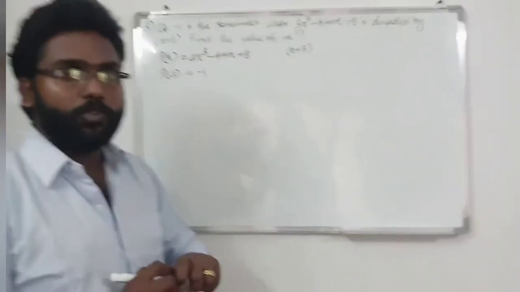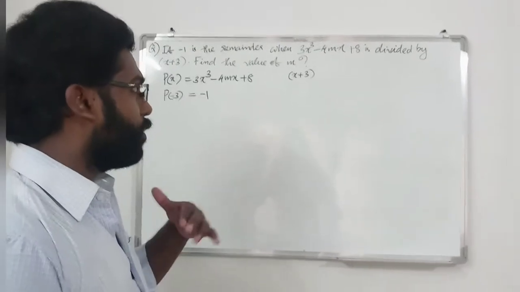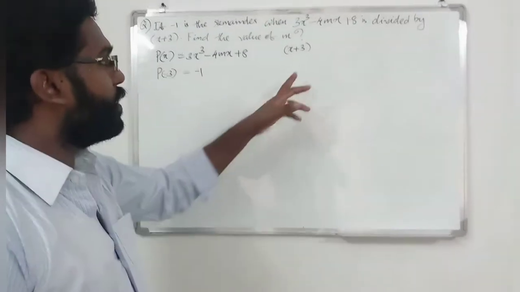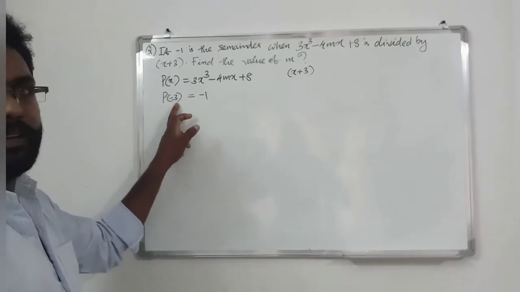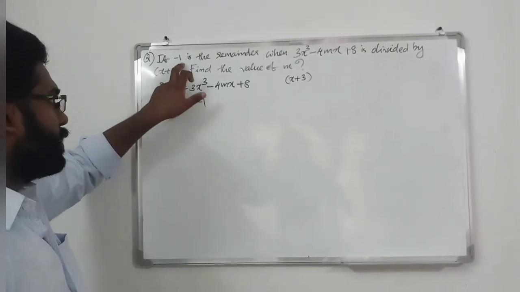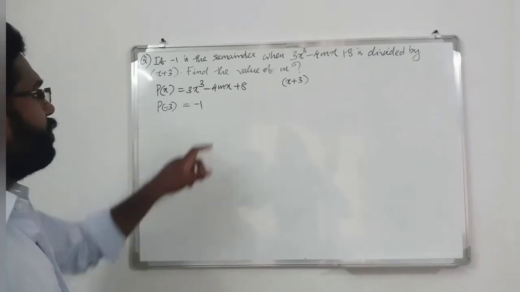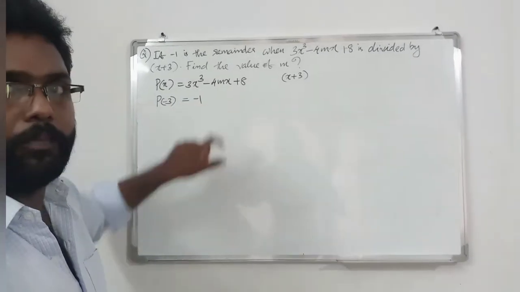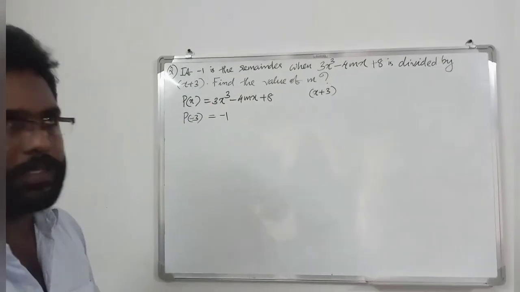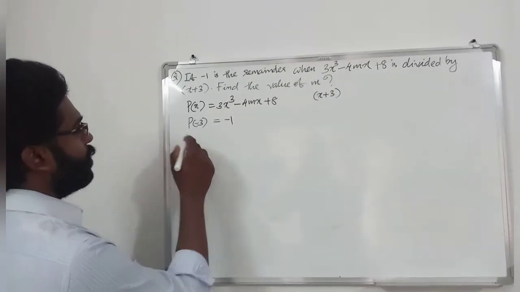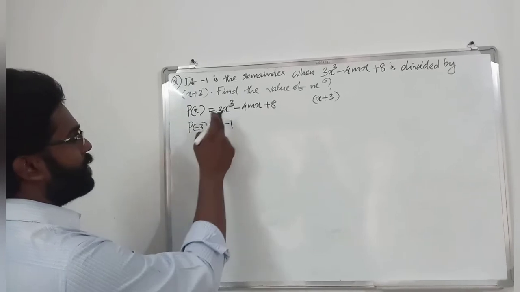We know how to obtain the remainder. We can obtain the remainder by substituting the value of a in p of x, p of minus 3, and we know the remainder is minus 1. We want to find the value of m. Now we can find the value of m. We know what p of minus 3 is. P of minus 3 means put minus 3 instead of x.